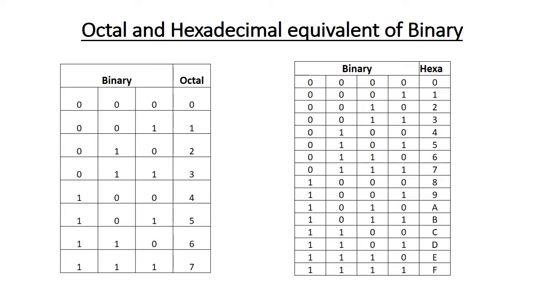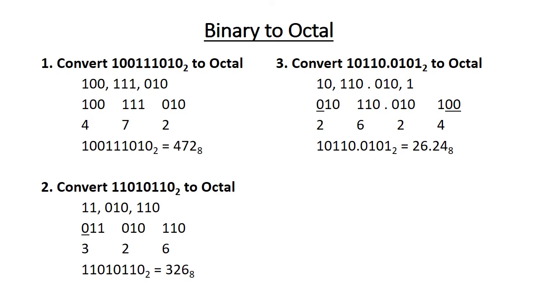Once again, I want to just show the tables. That means the octal equivalent of binary as well as the hexa equivalent of those binary numbers. Now, binary to octal. How to convert a binary number to octal? And three examples are given here.